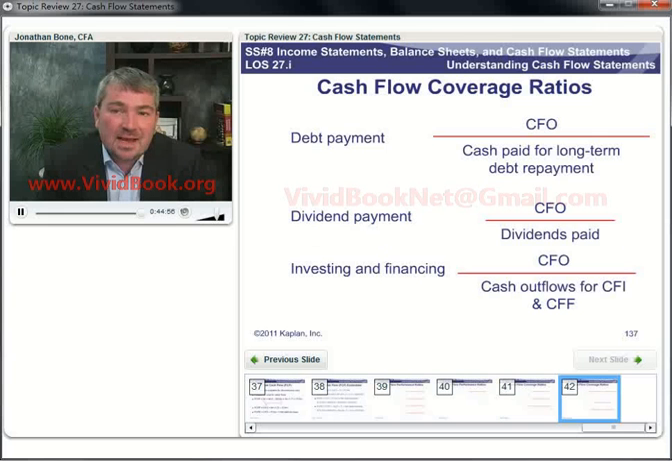CFO over dividends paid looks at how comfortably we can sustain our dividends. And then finally, CFO over CFI plus CFF looks to see whether cash flow from operations is sufficient to cover both investing and financing cash flows.